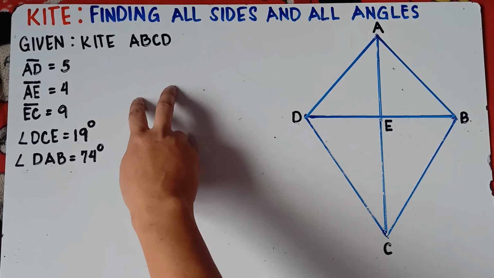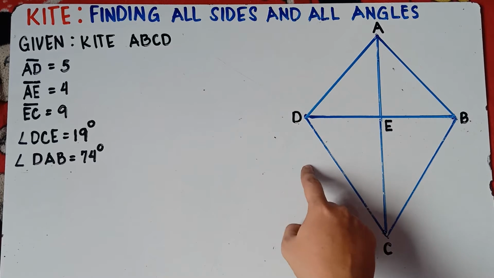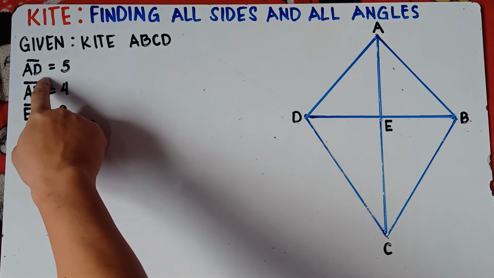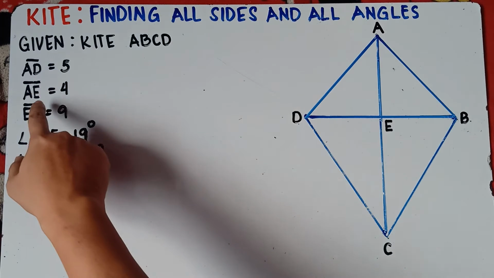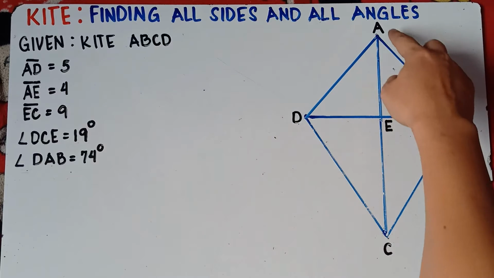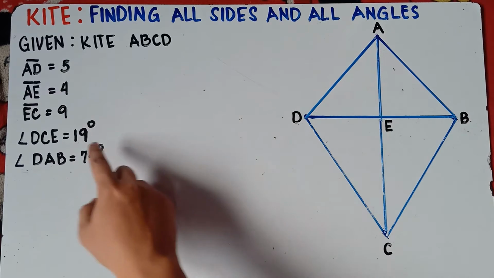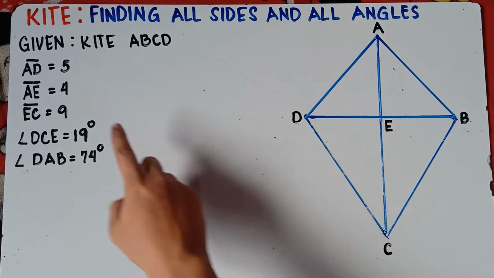So we have a given kite ABCD. Given side, or line segment, AD is 5. So this side is 5. Line segment AE is equal to 4, so this one is 4. Line segment EC is 9.